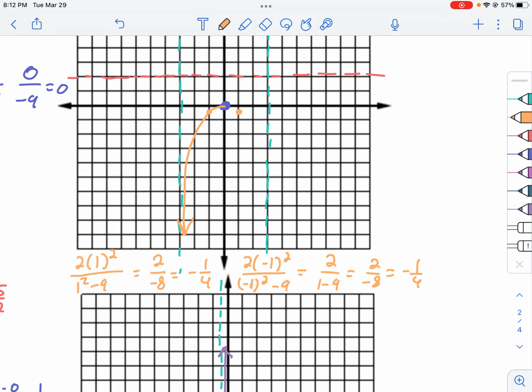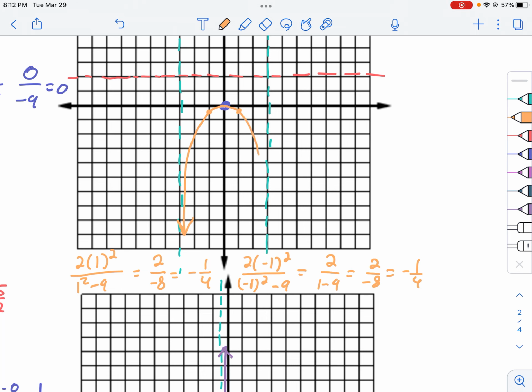But remember, it's never going to cross those vertical asymptotes. Although we can cross end behaviors or horizontal asymptotes, we can still never cross vertical asymptotes with our graph. So that's what the middle section of this graph should look like. Now fix this right side.